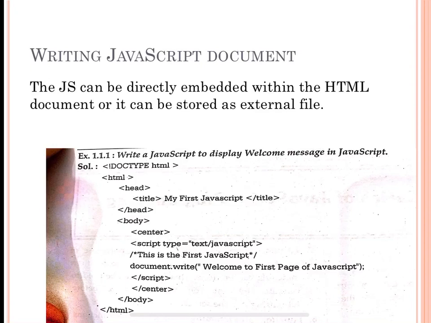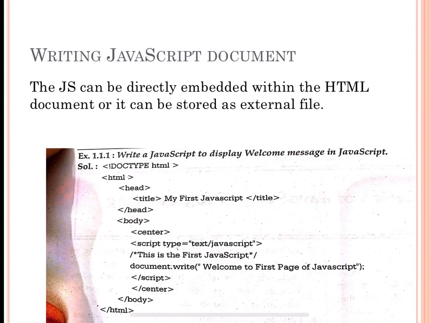So the first tag is DOCTYPE HTML. It specifies that the document type of your file is HTML. This is not a compulsory tag to be written, it's an optional tag. Next one is the HTML tag. After that is a head tag. Inside the head tag you are going to write the heading of your document. So inside the head tag is a title tag, and that title is My First JavaScript.